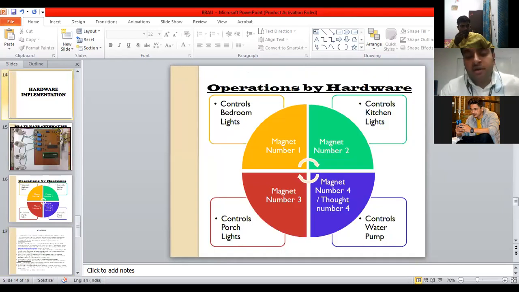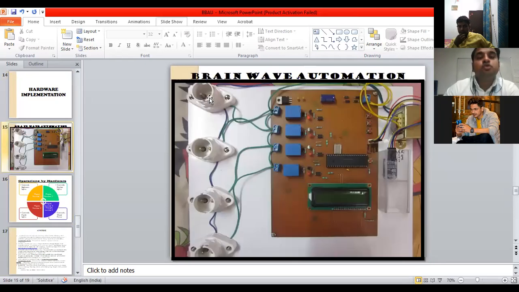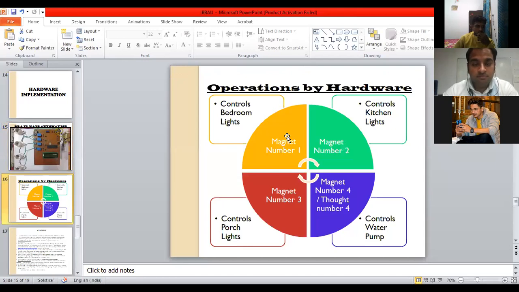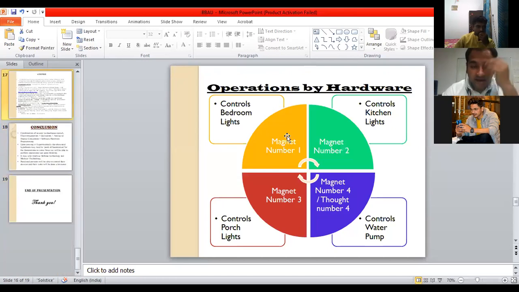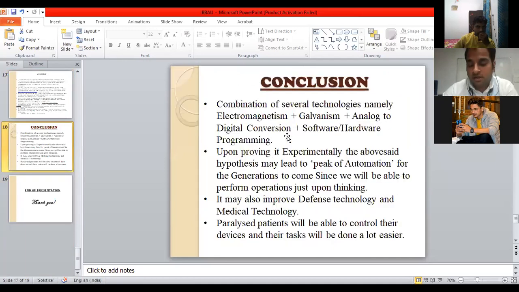There was no bedroom light maybe, but for example this bulb used to display the bedroom lights, right? And porch lights, water pump, kitchen lights. So this bulb used to display porch light, kitchen lights. So this was basically a simple display of my idea. Okay, so the patent is also being applied for this. Further, there are publications which I have mentioned to you.